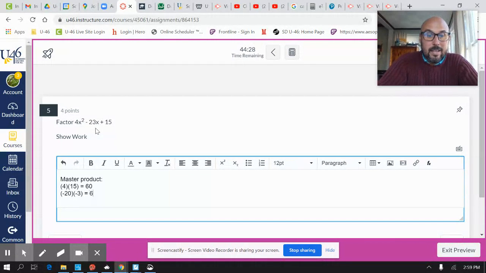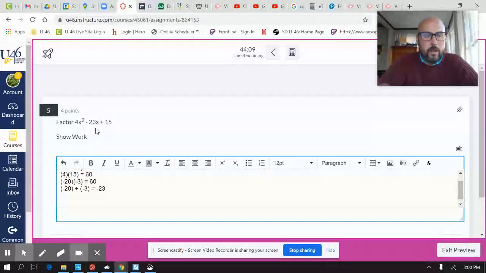Negative 20 and negative 3 are the answers, because negative 20 plus negative 3 is negative 23. Negative 20 times negative 3 is 60. So what do you do with those two numbers? You break up that middle term. Negative 23, you break it up into the two terms that you found, negative 20 and negative 3. And then once you're at this stage, you factor 3 times, and then you're done.